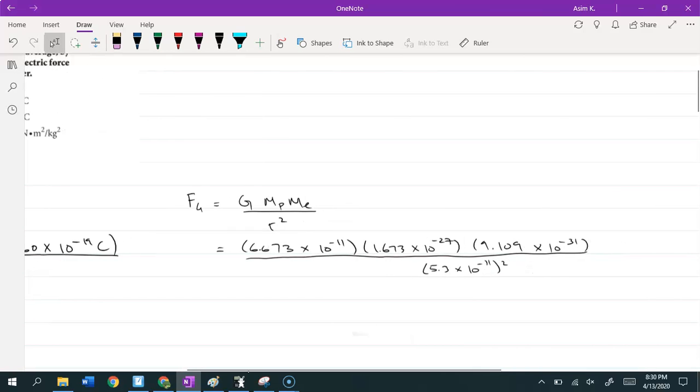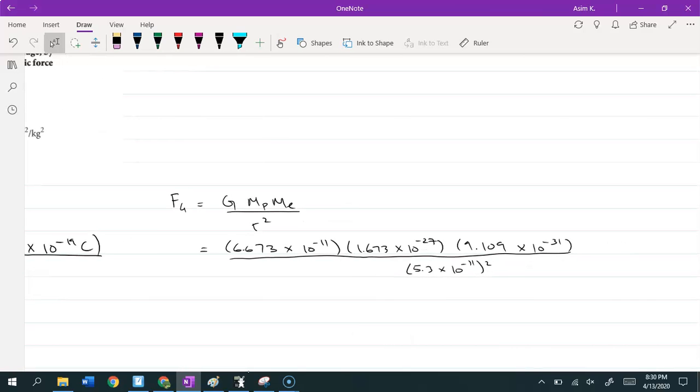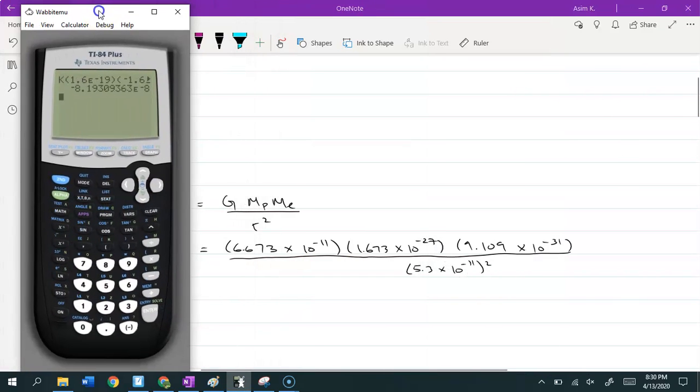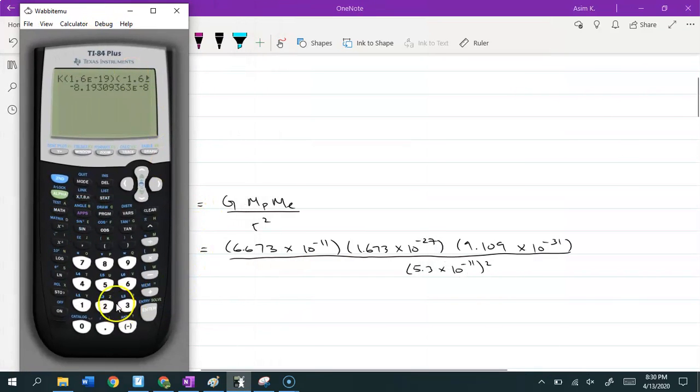So look at how similar those formulas are. But remember, one of them is telling you how much gravity they feel between one another, and the other one is telling you how much electric force they feel between one another. Both of them measured in newtons, though, right? Gravitational force and electric force.